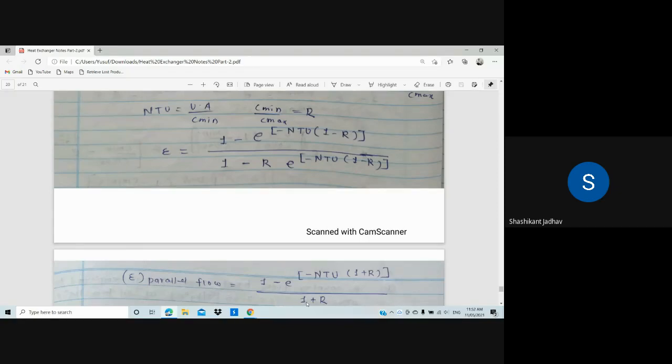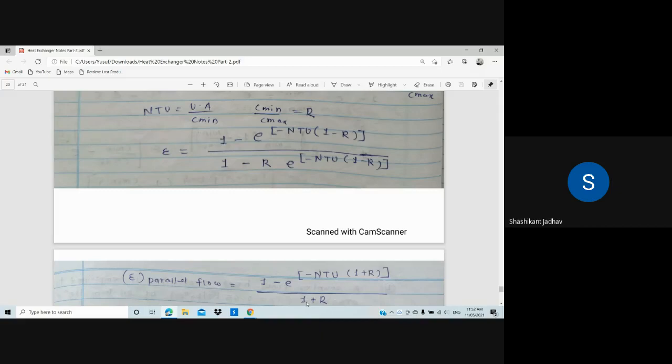When the problem states a counter flow heat exchanger and the inlet and outlet conditions are not known, at that time we have to use this equation. And by using this equation we have to calculate the value of effectiveness, and from that value of effectiveness we have to calculate the rate of heat transfer, and from that we have to design that particular heat exchanger.